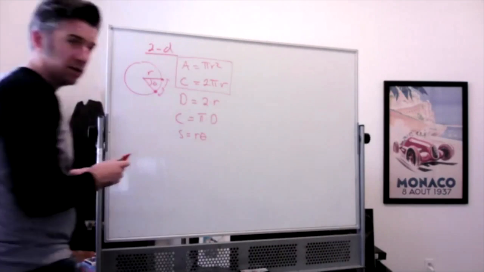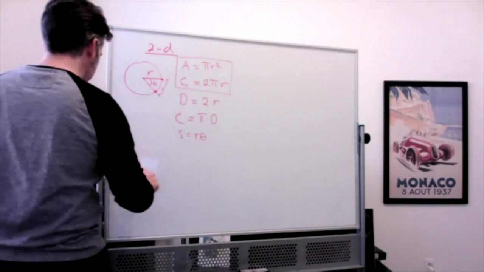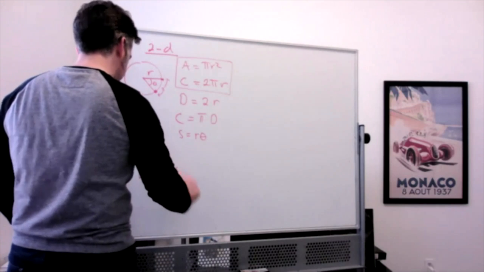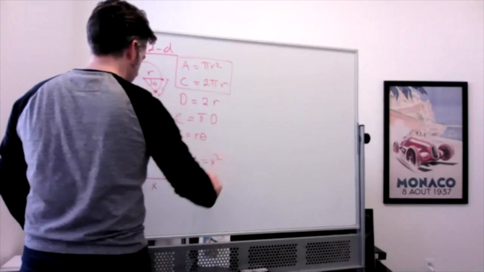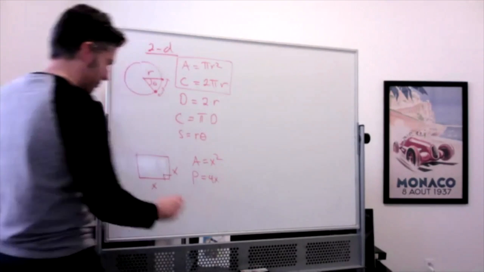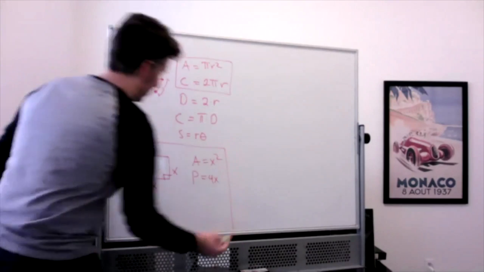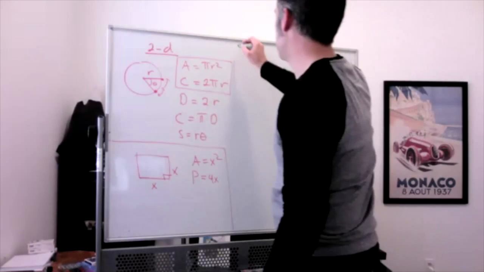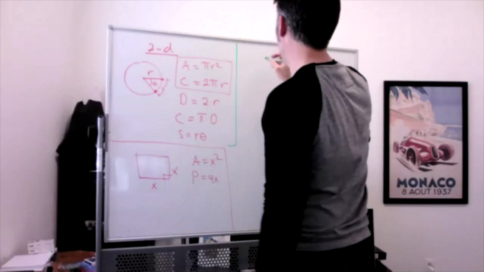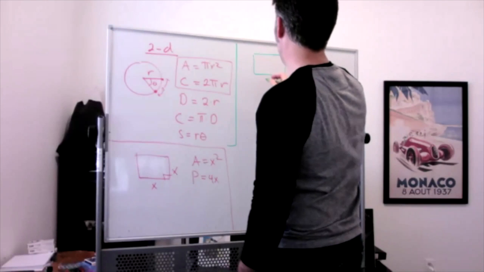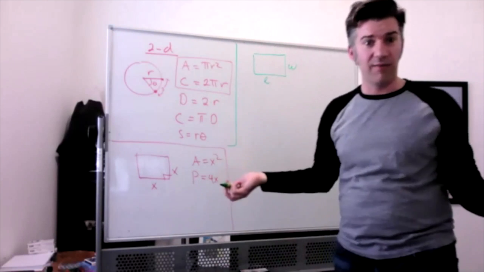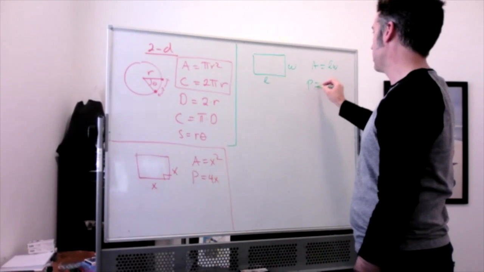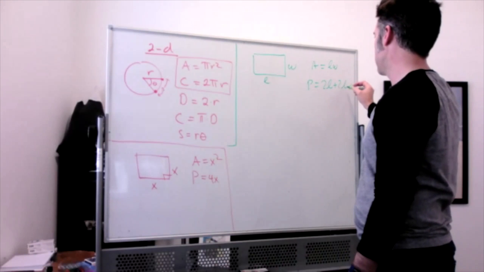Okay, so circles. What else do we have in 2 dimensions? We've got squares. I know I'm doing the easy ones, but still, right? Area is x squared, perimeter is 4x. That's all I can think of when it comes to squares. We've got rectangles, with a length and a width, or x and y, whatever you want. Area is length times width. Perimeter is 2 length plus 2 width.